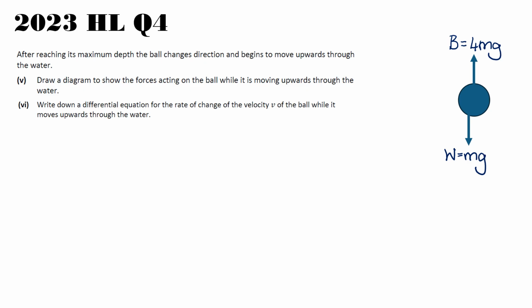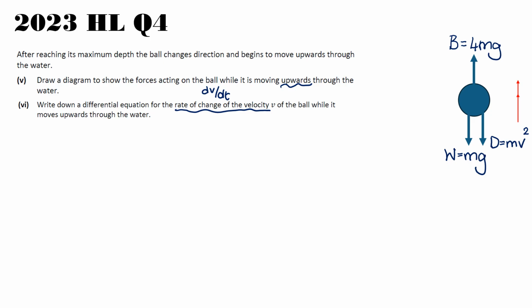Now we need to think about what way we are moving. We're moving upwards through the water, which means this time drag is going to move downwards. Drag always goes against motion. So think of it as a type of resistance. So then this is our drag, which is mv squared. So once we have this part done, they want us to write down a differential equation for the rate of change of velocity. It doesn't say with respect to displacement, so we're happy to think of this as just dv/dt.